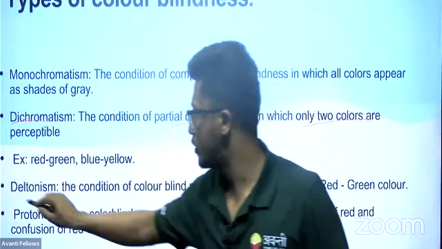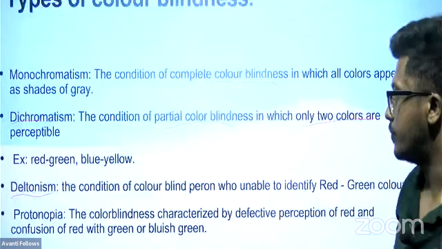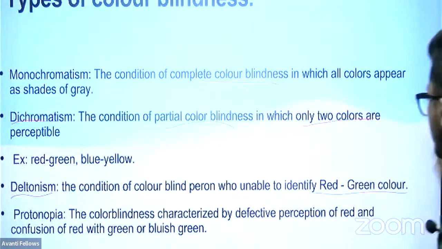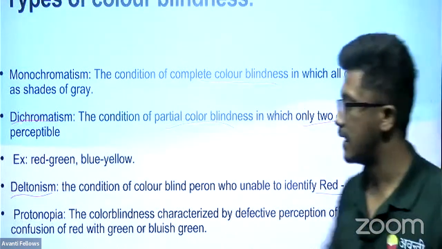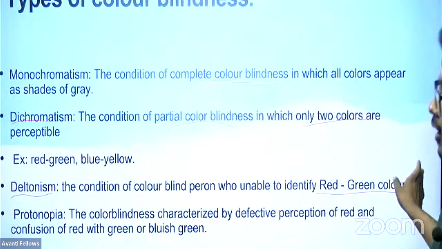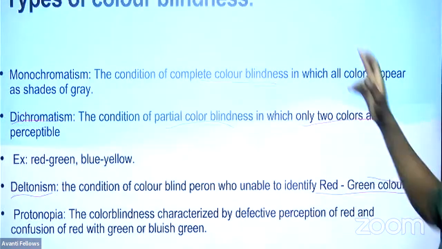So next one is daltonism. In this condition, he'll be unable to identify only red and green color. Like that, I gave you the definition of protanopia, and then you have deuteranopia. Okay, so let's see the genetics of this particular color blindness.